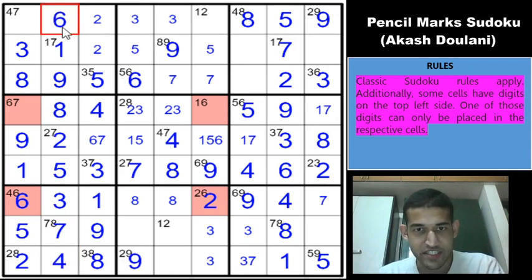This 4 gives us a 6 here. This 6 gives us 7 here and a 4 here. These two cells must be 2 and 7 now. But 7 is in row 2, which means that this will be a 7 and this will be a 2.